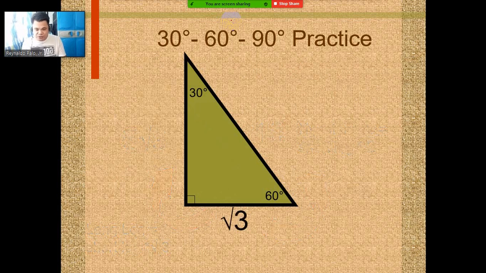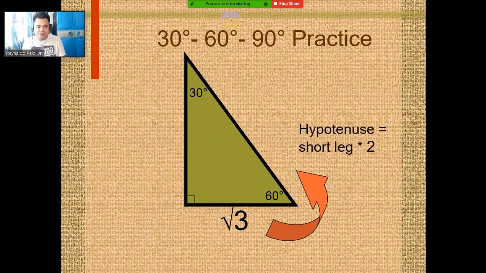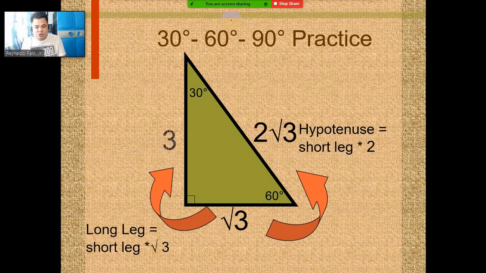Next, square root of 3 multiplied by 2, it is now 2 square root of 3. Remember, 2 is a whole number, square root of 3 is a radical. They are dissimilar. Just put them together when you multiply them. Then for the long leg, square root of 3 times square root of 3 is just simply 3. Why? Square root of 3 times square root of 3 is equal to square root of 9, and 9 is a perfect square. That's why if you take the square root of 9, it is 3.